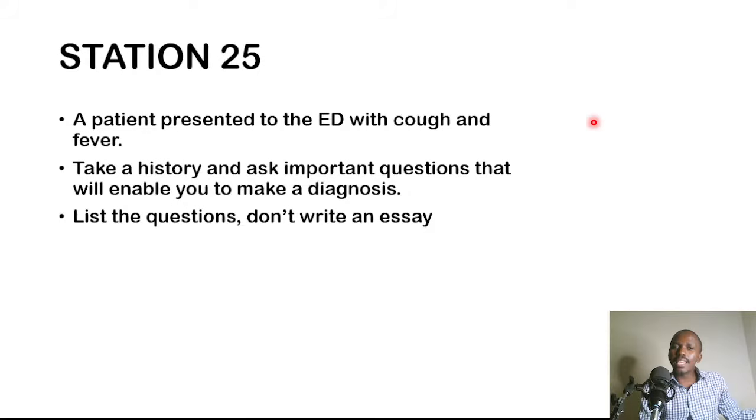Station 25: a patient presents to the emergency department with cough and fever. Take a history and ask the important questions. Again, I'm not going to waste much time on these questions on history because I've drilled you now, and it should be inculcated in you to ask this.